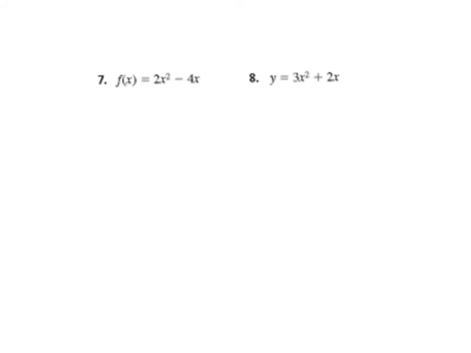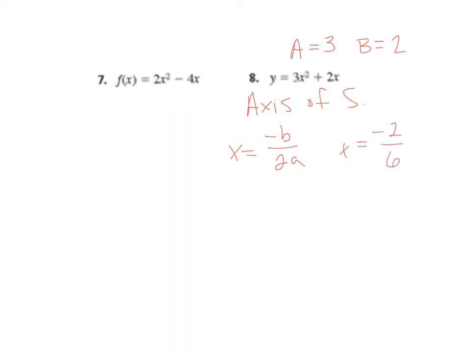Alright, number 8. This one we've got A is 3 and B is 2. Now to find the axis of symmetry, we do x is equal to -b over 2a. So -b is going to be -2 over 2a is going to be 6. So I get a -1/3 is our axis of symmetry.